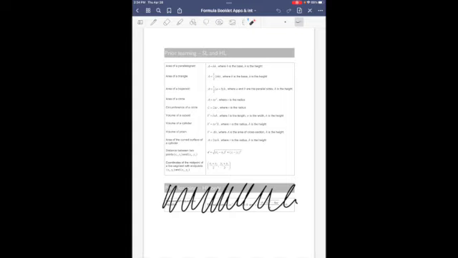Circumference of a circle, volume of a cuboid. A cuboid is just going to be a cube, a regular cube. It's called a cuboid because Britain. Volume of a cylinder is kind of an interesting one.